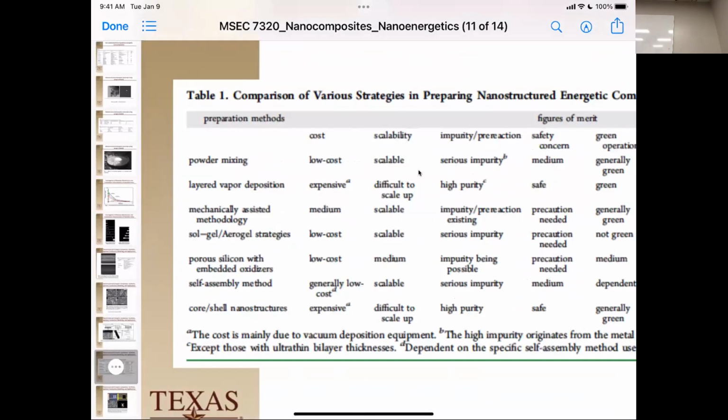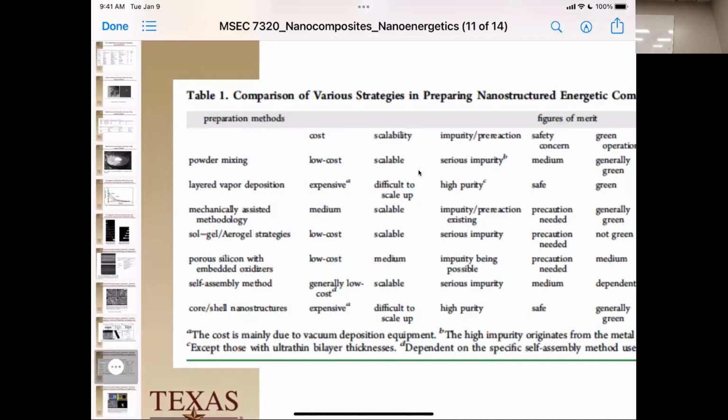Vapor deposition is expensive and difficult to scale, but if you want it for something small and smart, you're going to get something very high purity. They're inherently safe because they're out of oxygen, and they're inherently green except for all the power you use in your deposition. But again, it doesn't use a solvent or produce much waste.